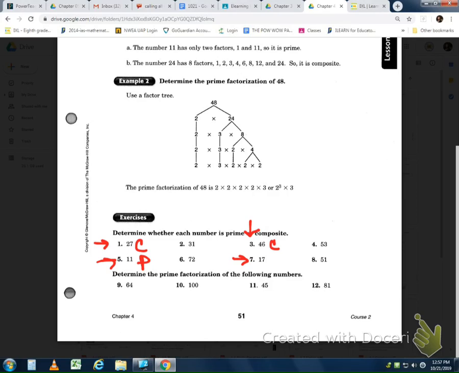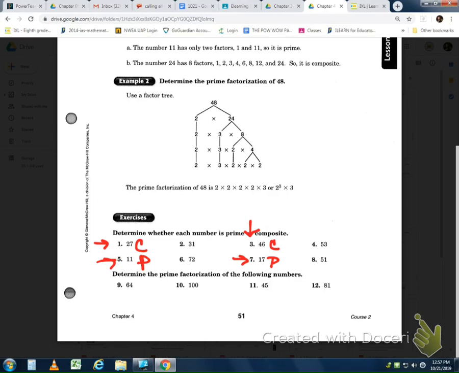Anything? What about 17? Yes. Kyler? 1 goes into 17. Anything else? 17. Anything else? No. Nope. So what's that make it, Kyler? Prime. Okay. So you're going to have to identify whether numbers are prime or composite.